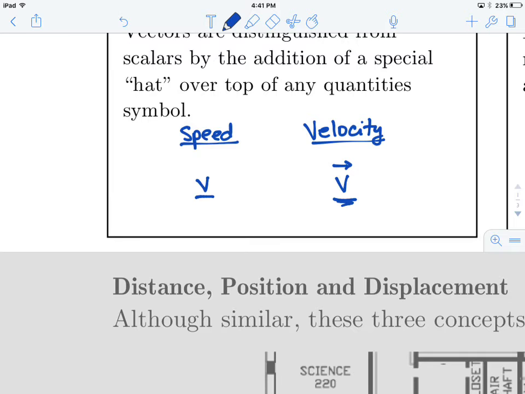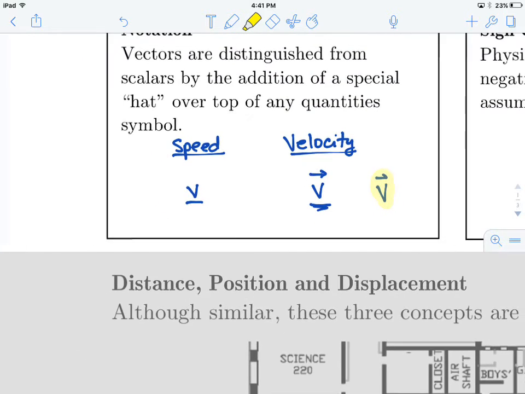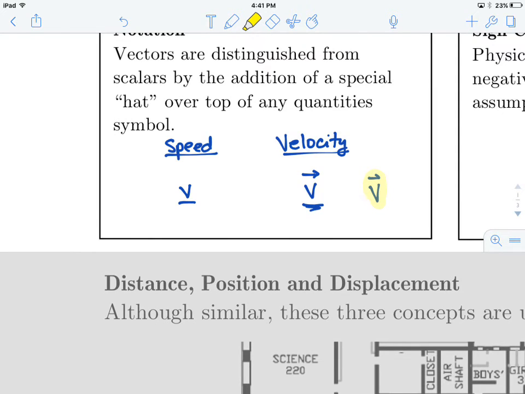Sometimes you'll notice that this can be shortened. Instead of doing a full arrow, sometimes we can do a little half arrow. This is also acceptable. It's just another form in physics. Sometimes in mathematics they'll ask for a full arrow hat, but most of the time in physics you'll see kind of like a half arrow.